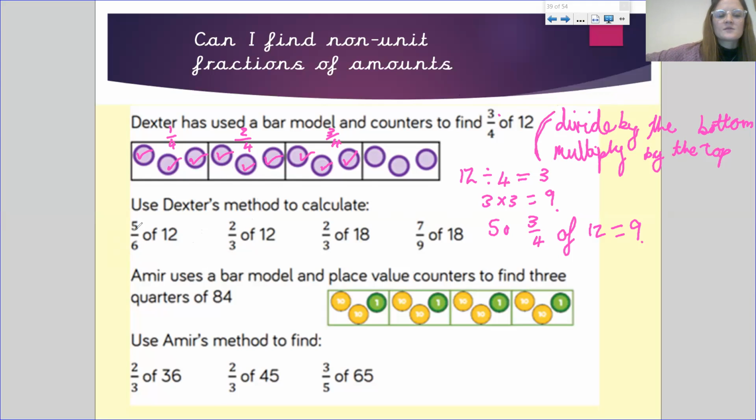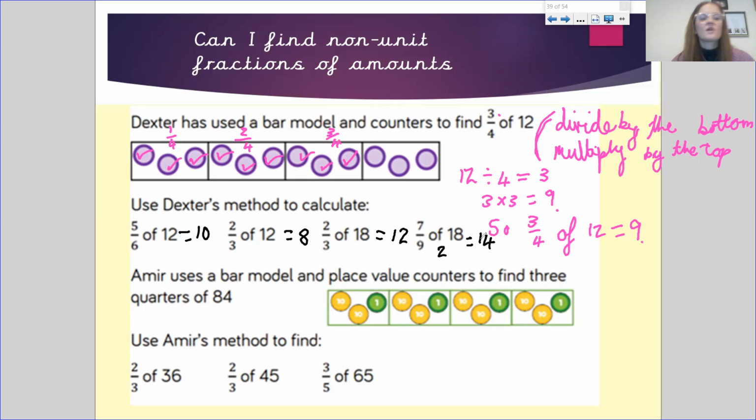So 5/6 of 12, we would say 12 divided by 6. We divide by the bottom, we times by the top. So 12 divided by 6 is 2. 2 times 5 is 10. This one, 12 divided by the bottom and then times by the top. So 12 divided by 3 will give me 4. 4 times 2 is 8. 18 divided by 3, you would say 3, 6, 9, 12, 15, 18 is 6. 6 times 2 is 12. And then the last one, 18 divided by 9 will give me 2. 2 times 7 is 14.